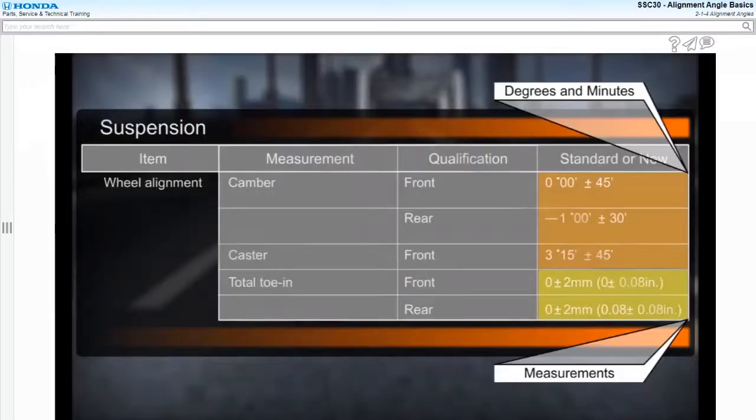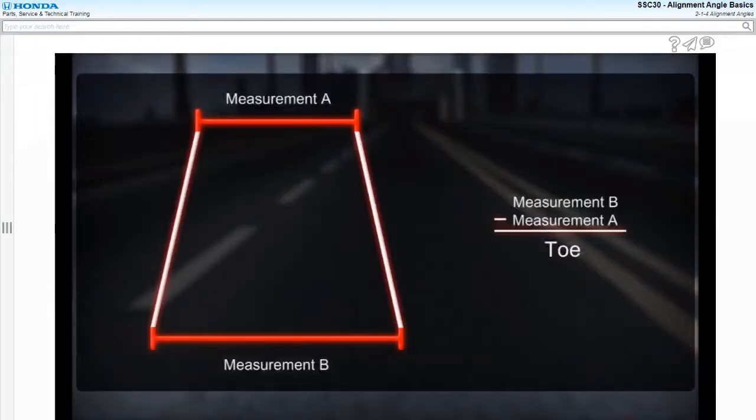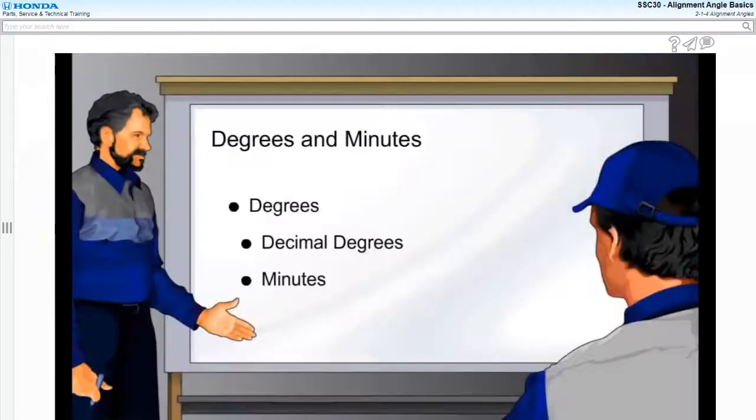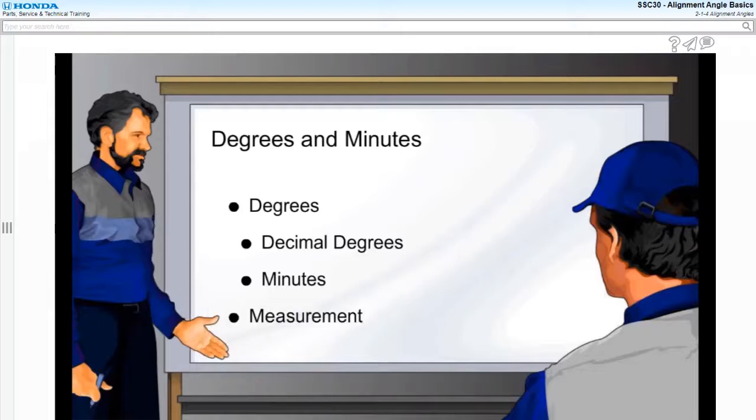Some angles, such as toe, may be listed as a measurement, not a degree. When a dimension is given as a measurement, it's the difference between two distances. We'll discuss this in greater detail later in the module. You have now seen a variety of ways that alignment angles will be displayed, including degrees, minutes, or as a measurement.